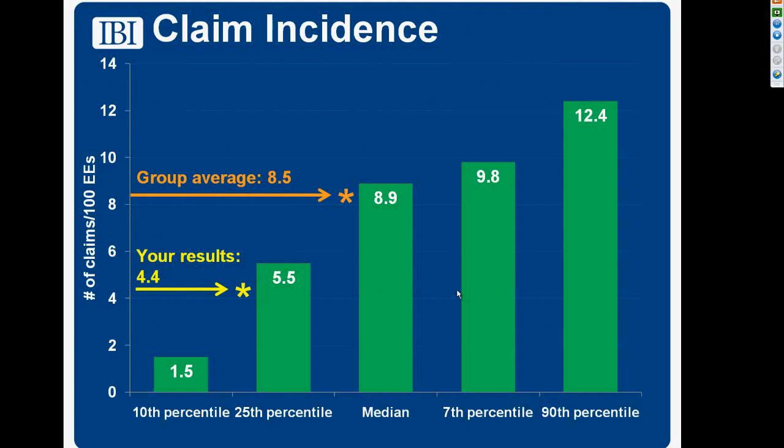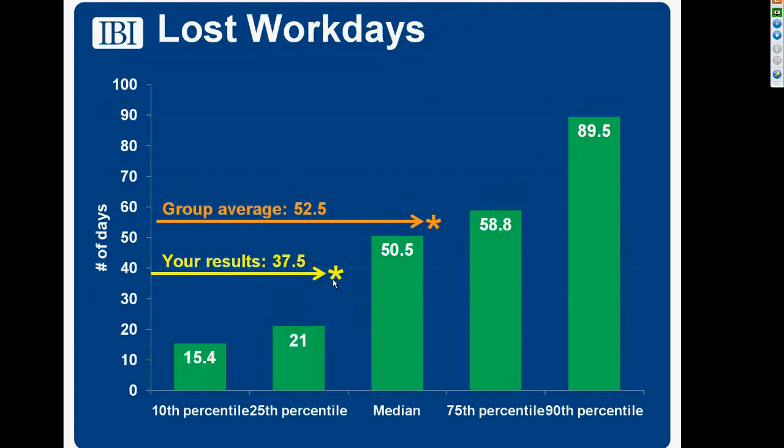So this employer is doing quite well from the standpoint of incidence. Now let's look at the lost work days. Very similar structure. This employer's results about 37 and a half lost work days per closed claim. Again, we show where it fits in the distribution of the percentile. So again, doing very well, well below the median value.